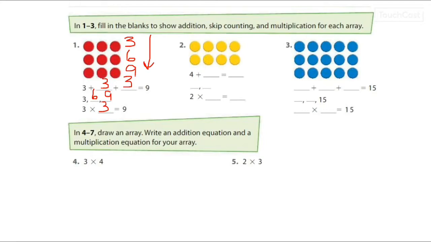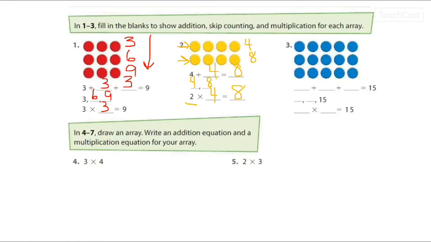Let's try the yellow one. I'm going to switch to a more yellow color. Okay, so looking at my rows, I have 1, 2, 3, 4, 5, 6, 7, 8. If I'm adding my rows together, I have 4 plus 4, because there's 4 in the first row and 4 in the second row, which equals 8. Let's try skip counting. If I count 1 row, it's 4. If I count 2 rows, it's 8. And for the multiplication sentence, how many rows of how many? 2 rows of 4 equals 8.